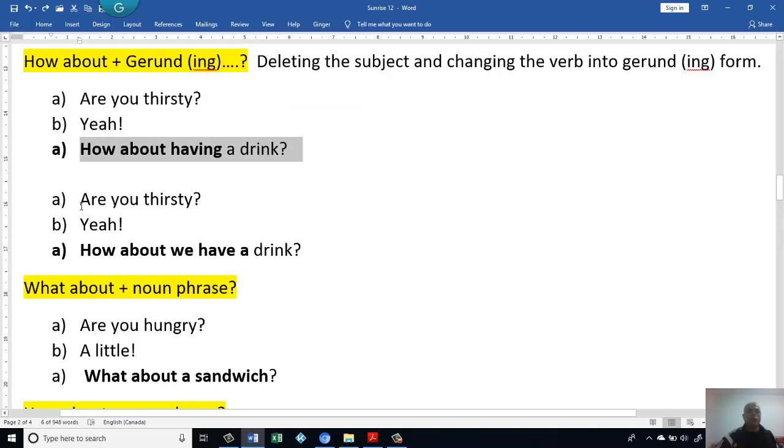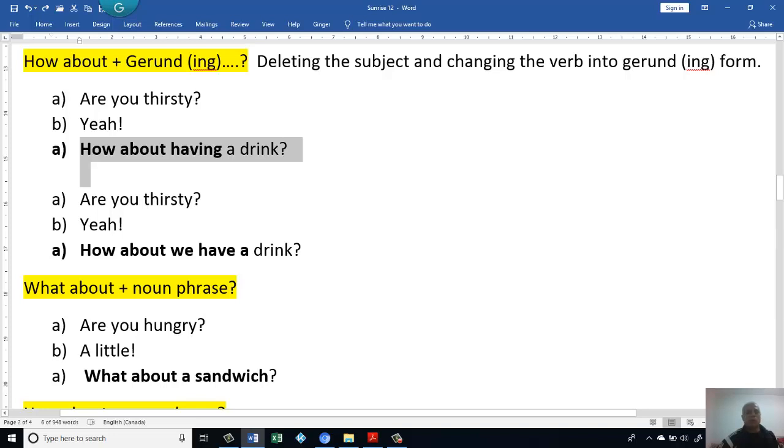You see here, let's go to the sentences again. We say, "Are you thirsty?" "Yeah." Then we say, "How about we have a drink?" It's the same meaning for number one here, and number two here has the same meaning, but sometimes we say this is shorter and stronger. That's the reason sometimes we use this. Both of them are accepted, but this one is stronger than number two.